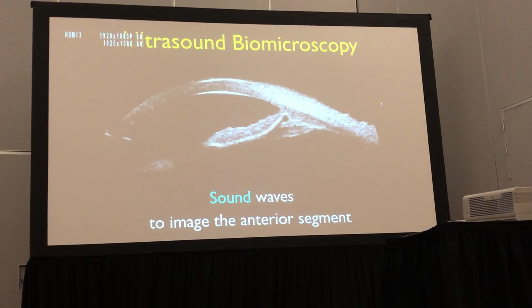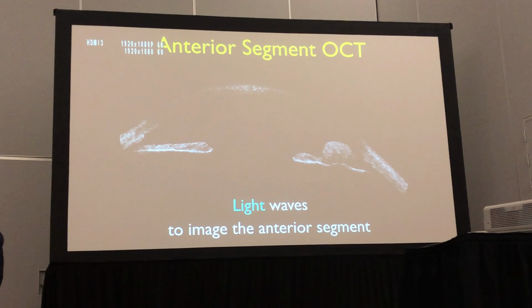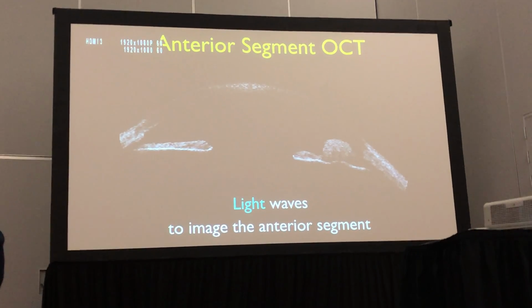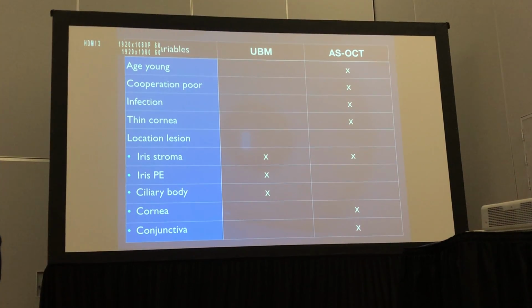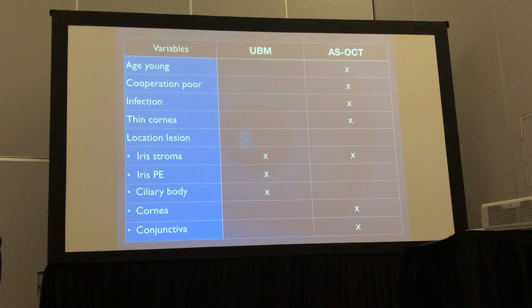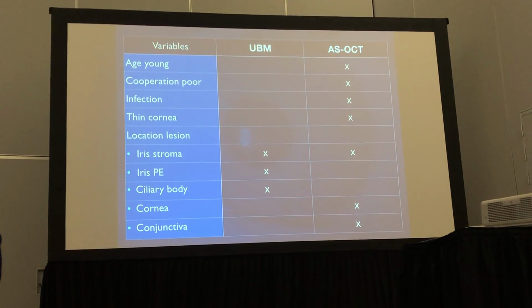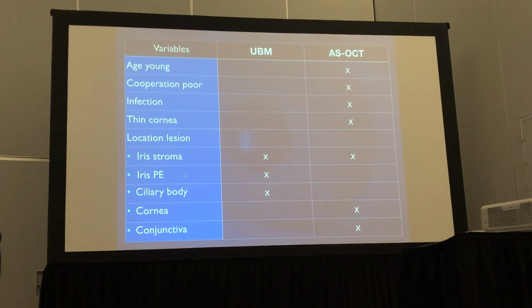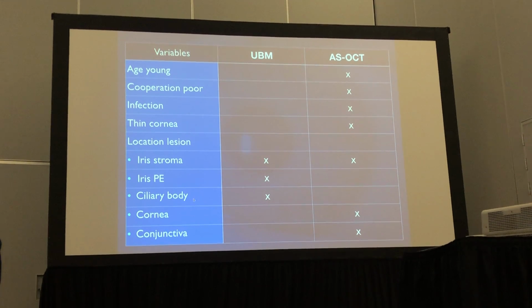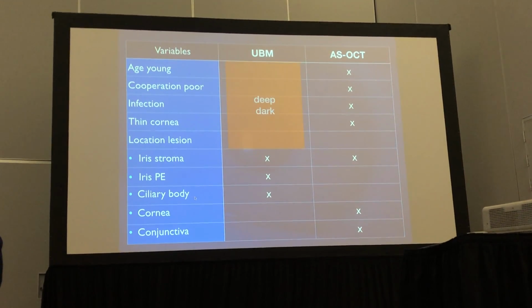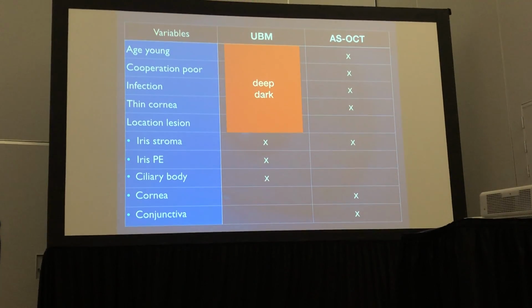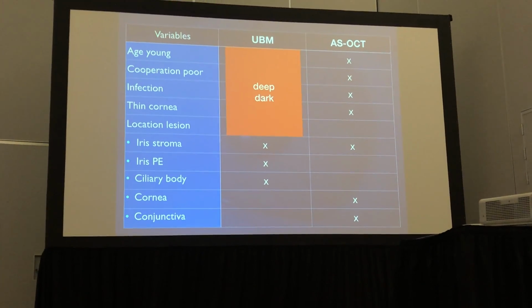So UBM uses sound waves to image the anterior segment. ASOCT uses light waves to image the anterior segment. And basically, when we see patients with anterior segment tumors, if the patient has a tumor in the iris stroma, the pigment epithelium, or even deeper in the ciliary body, we tend to use UBM. It's best for those really darkly pigmented, deep tumors.